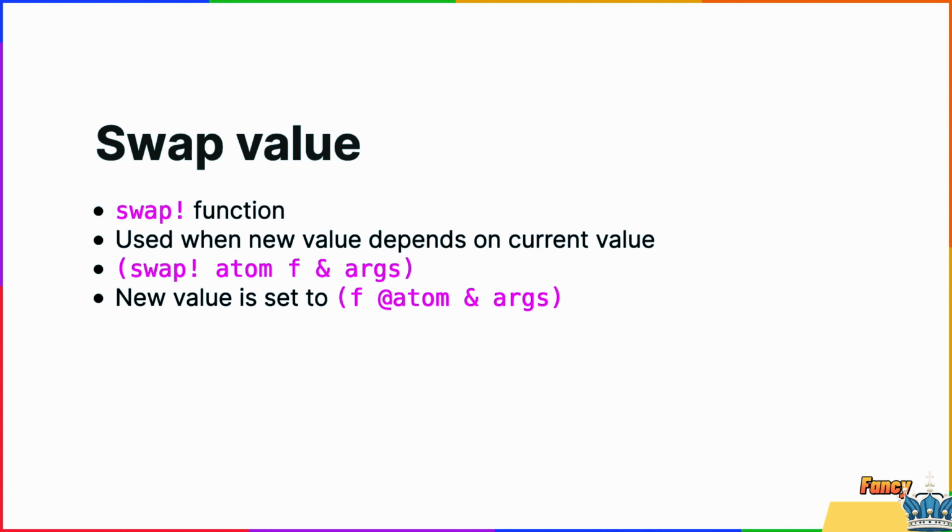In cases where the update depends on the previous state of the atom, for example adding to a vector, the swap! function can be used. Swap's signature is swap!, atom, f and args. And args signify zero or more additional arguments. f is a pure function that is called with the current value of the atom and the arguments passed along. The atom's value is then updated to the return value of this function, and the newly set value is returned.